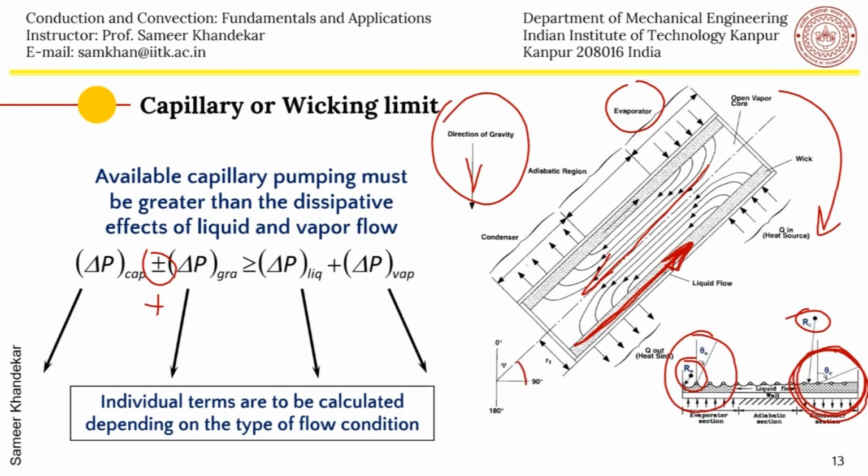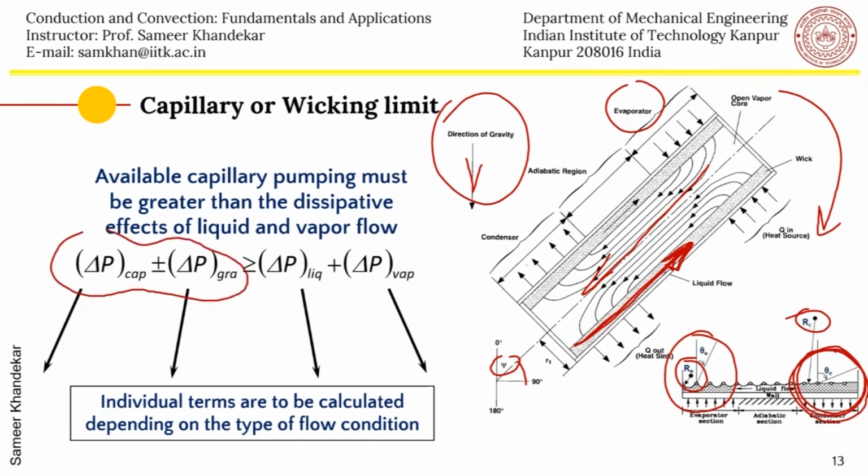So on the left-hand side of this equation, we have the capillary pressure plus or minus the gravity pressure. This is the pump, the plus side of it. That means this is what we know, we have it as the starting point. And what is on the right-hand side? On the right-hand side is the liquid pressure drop in the porous structure and the vapor pressure drop in the core of the heat pipe, in the central section of the heat pipe.